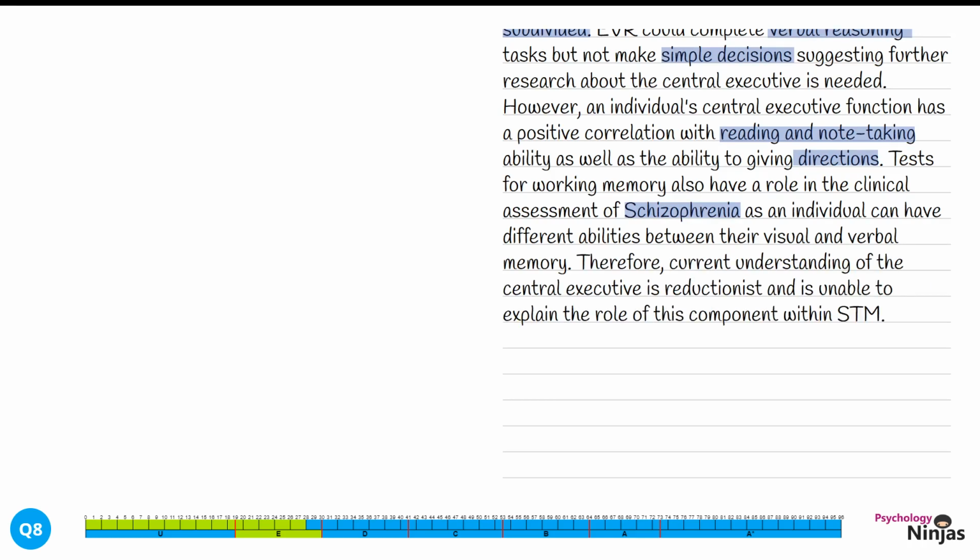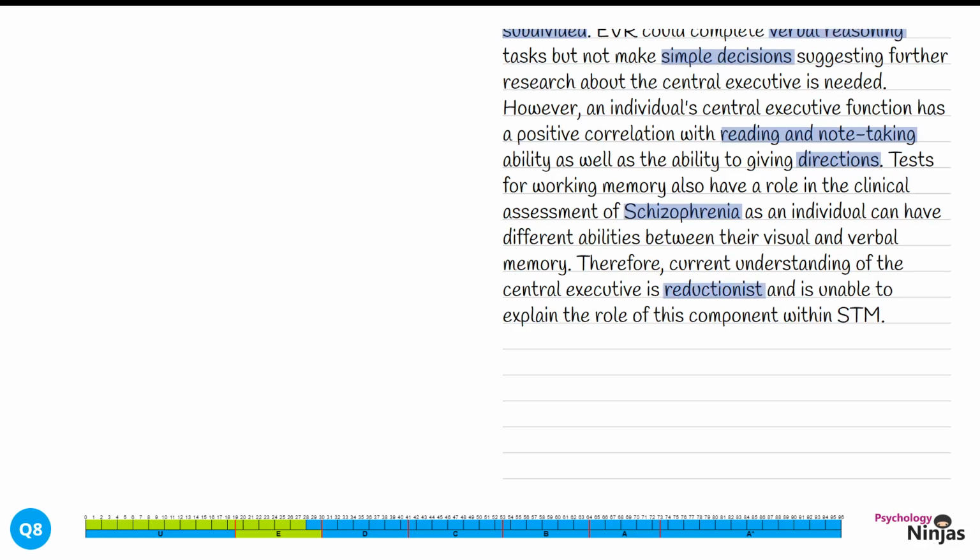Therefore, the current understanding of the central executive is reductionist and is unable to explain the role of this component within short-term memory. We've used our key terminology here by talking about the central executive's role being reductionist or too simplistic within the working memory model. We're then going to go back to explanation.